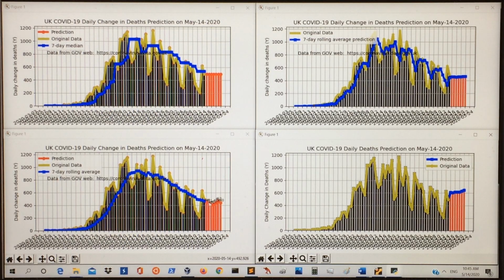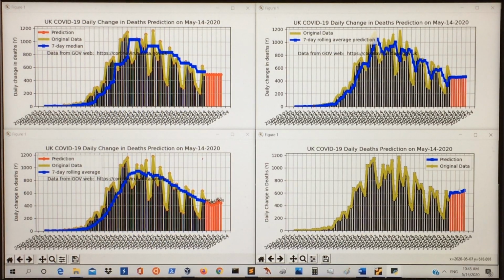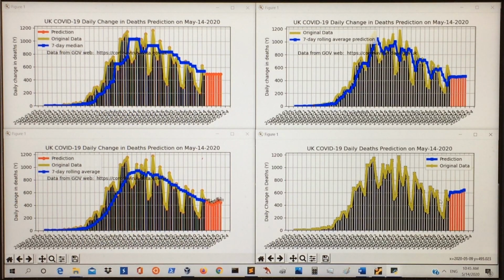This predicts the rolling average, and it is a continuation of the rolling average, and that's it for this. And then finally, this is the AR, and because the blue line is hidden under the yellow, it uses all the original data to do this.